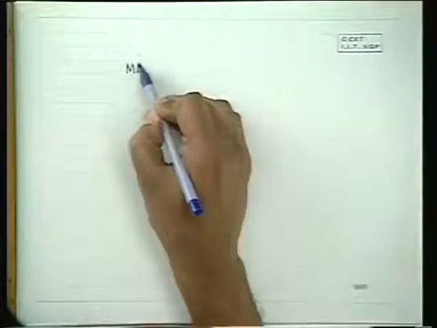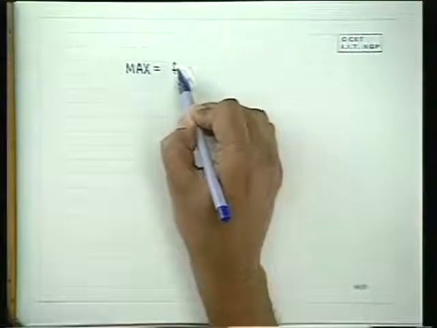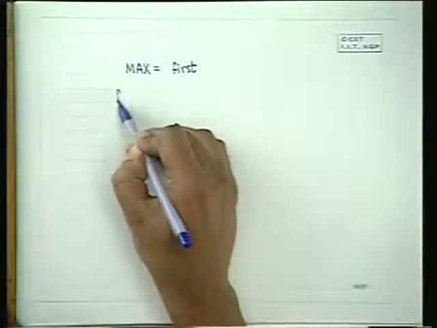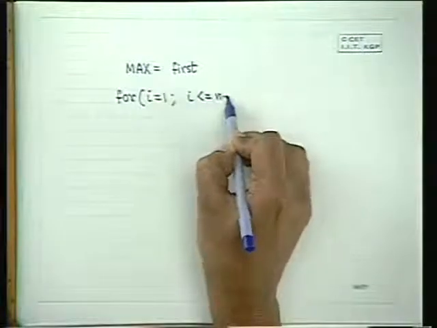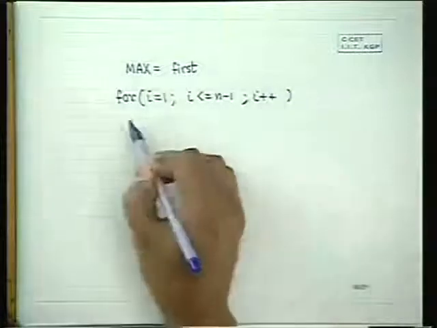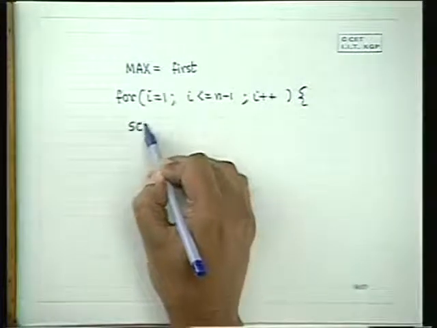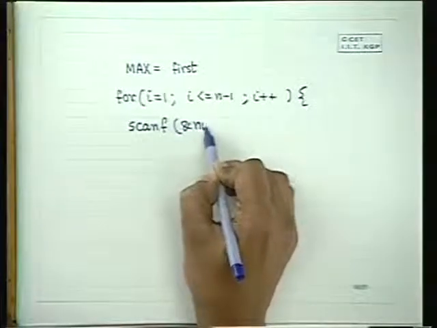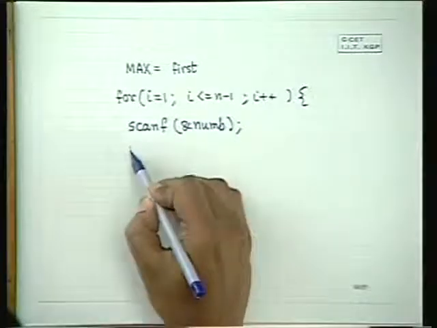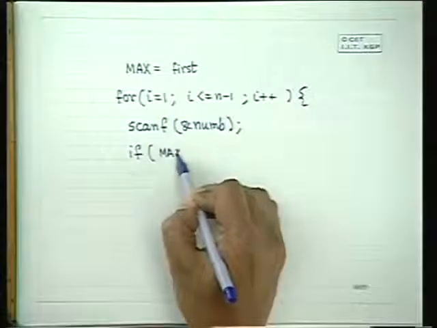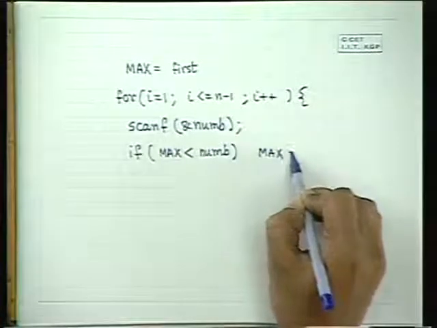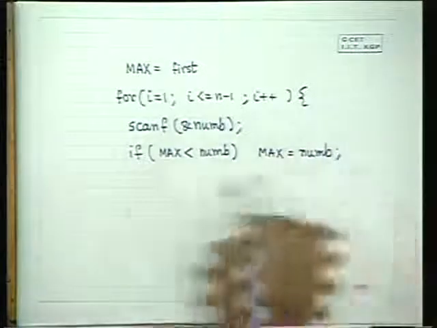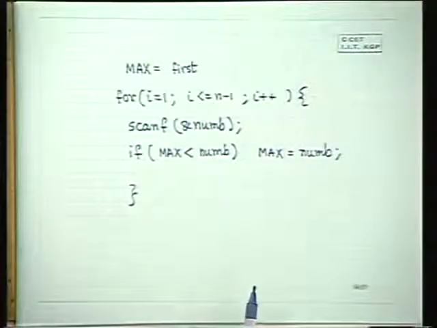In the largest of n numbers, we initialized the value of max to the first number, and then in the for loop we read in a number, and if max was less than num, then we made max equal to num. That was the simple thing that we did to find out the maximum of n numbers.